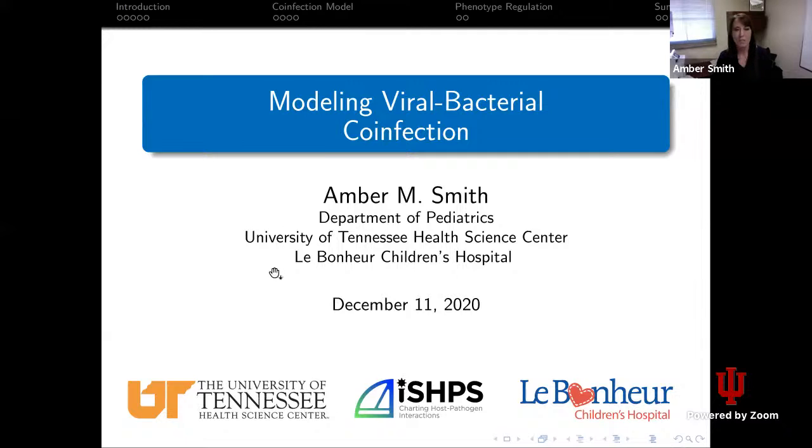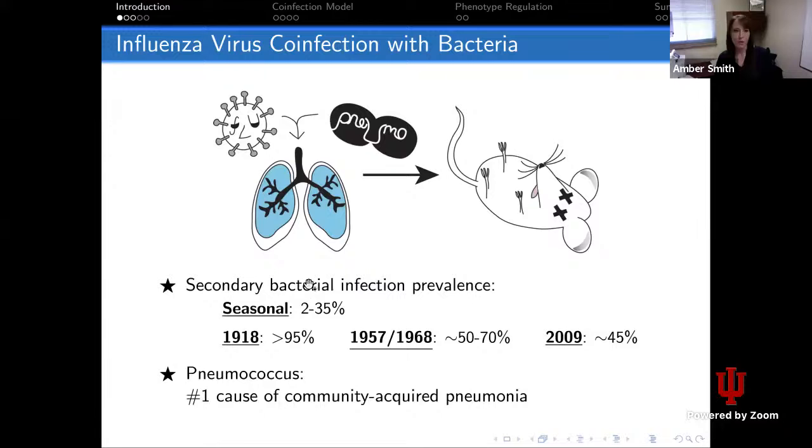Okay, so as James mentioned, I'm going to talk about modeling viral and bacterial co-infection. I'm mostly going to focus on influenza and pneumococcus. For those of you who might not be familiar with this particular co-infection, bacteria often complicate influenza infections. During seasonal influenza, the prevalence of co-infections can be relatively low, but also non-zero. Different studies have estimated somewhere between 2 and 35% of all morbidity and mortality is associated with the secondary bacterial infection. But where we really see this interaction is during pandemic influenza.